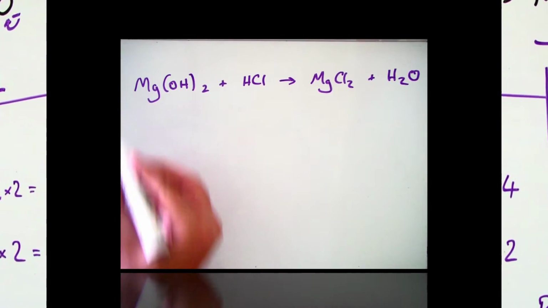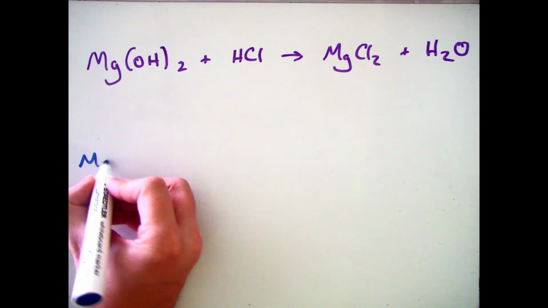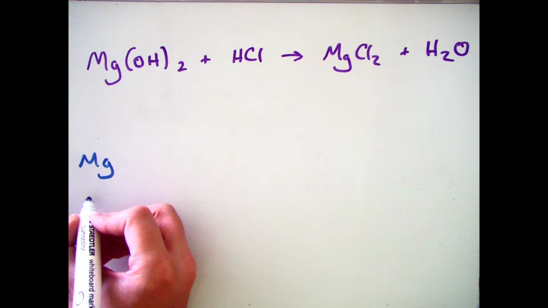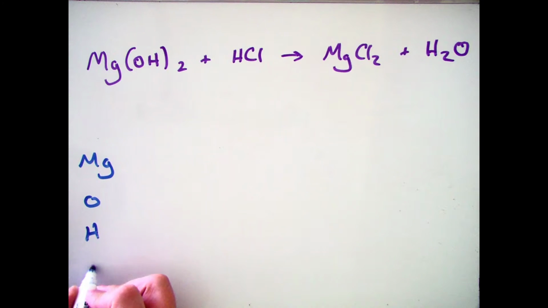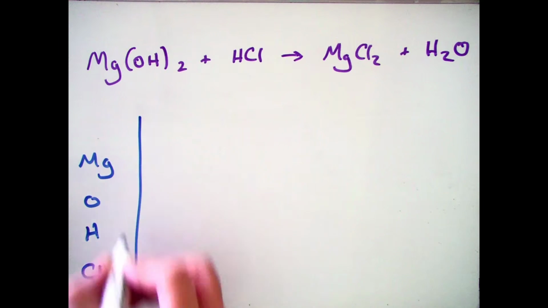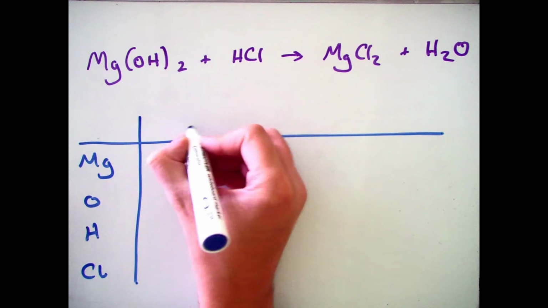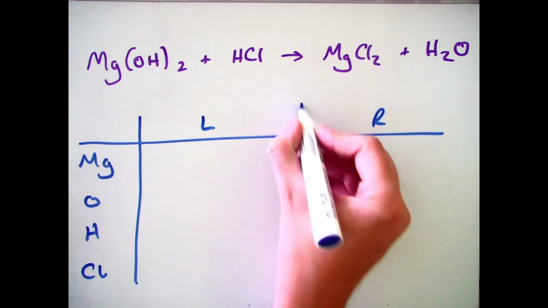If we have a look at another example, this is a neutralization one, where I've got magnesium hydroxide reacting with hydrochloric acid to make magnesium chloride and water. So I look at all my elements and write them down. I've got magnesium, oxygen, hydrogen and chlorine here. I count up on the left and the right hand side again.